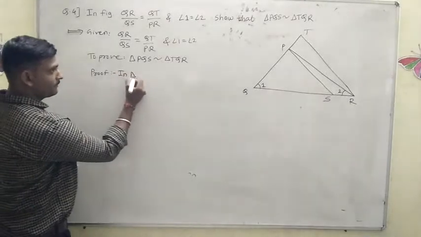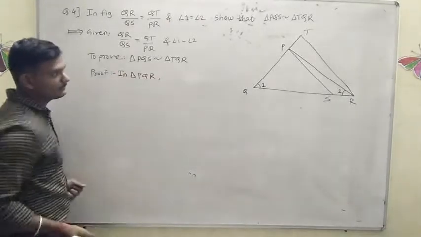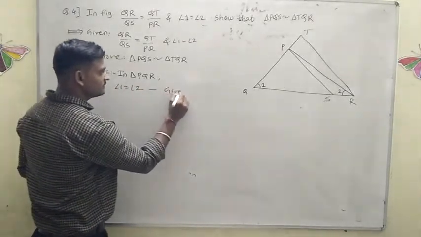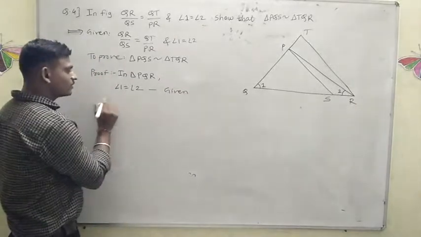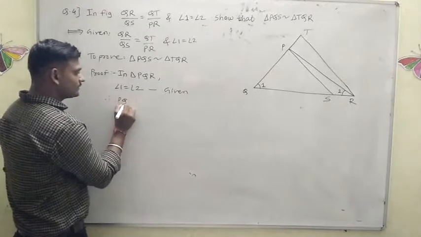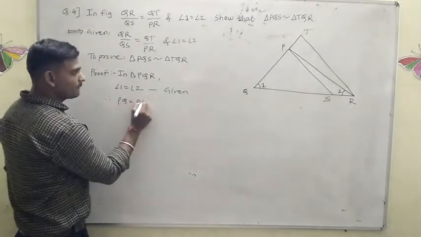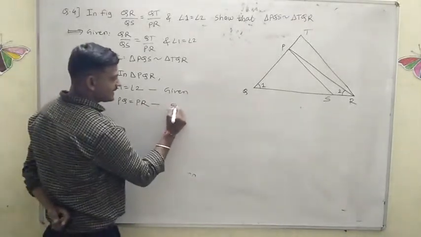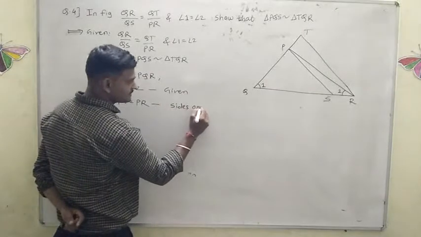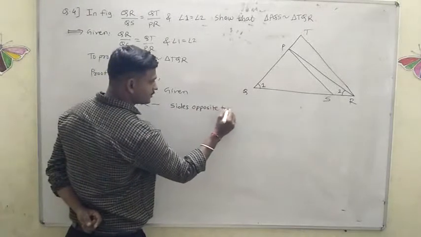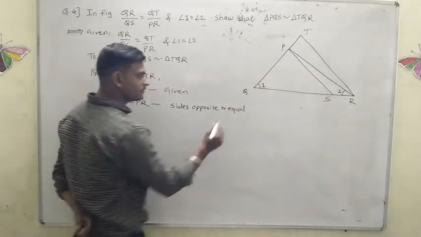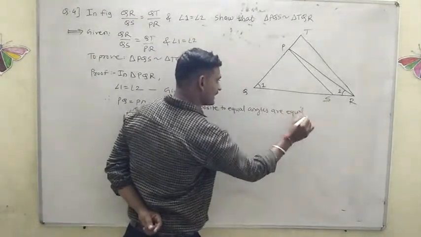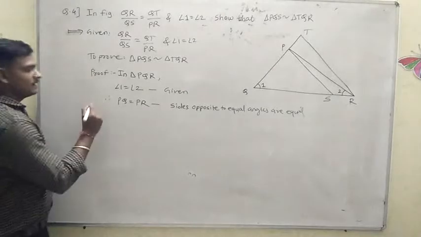In triangle PQR, angle 1 is equal to angle 2. What is the reason? This is the given data. Therefore, side PQ is equal to PR. What is the reason? Sides opposite to equal angles are equal.